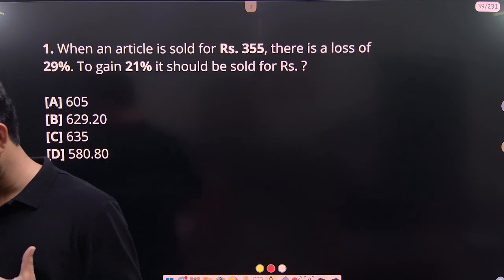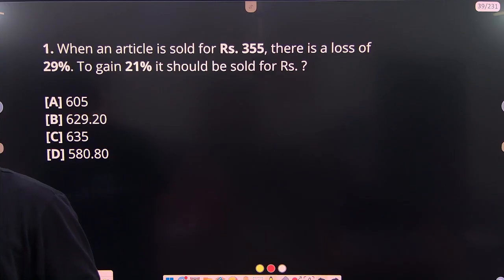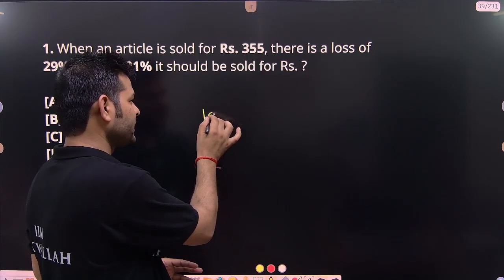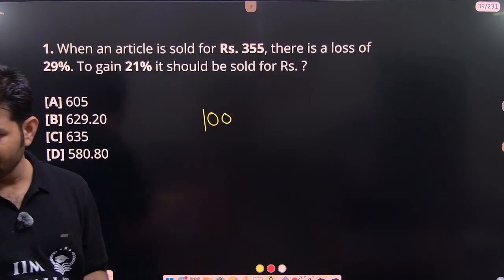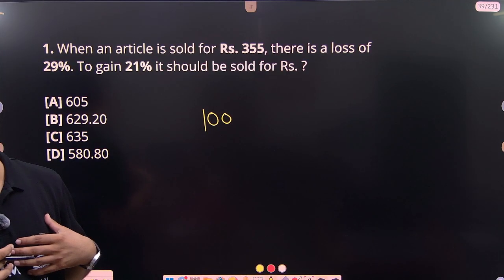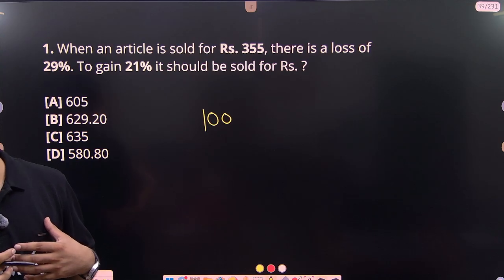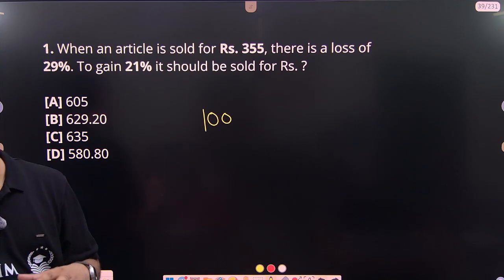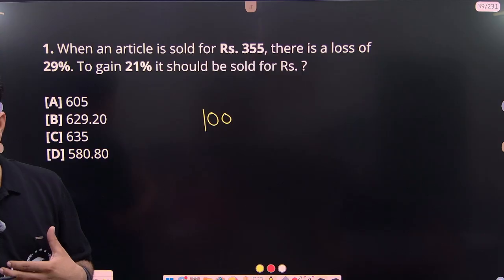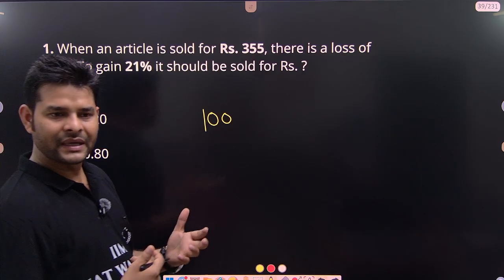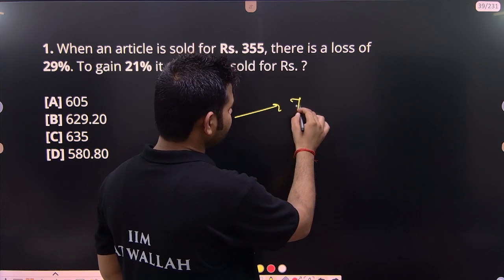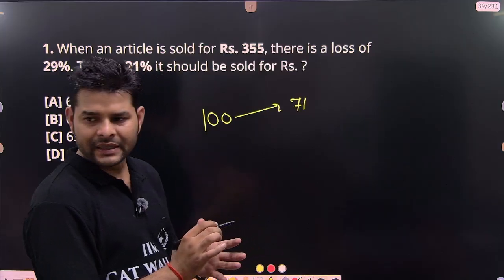Whatever item I have, there must be a cost price. So let's consider the cost price of this item is 100 units. The first time, I sold my item at a 29% loss. That means the SP of my item must be 71 units. So I have sold my item for 71 units.